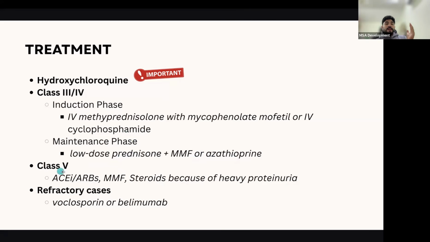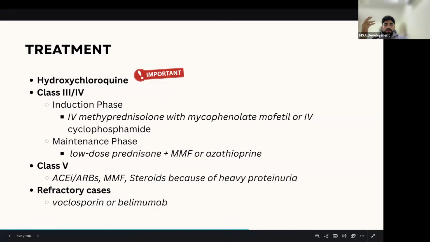Just keeping it here. The 5th class, you give them now the ACE inhibitors, the ARBs, mycophenolate again, steroids. Why? Because the patient's having heavy proteinuria. You need to preserve the proteins, right? You need to prevent that from happening. And for cases that are refractory, you can give voclosporin or belimumab.